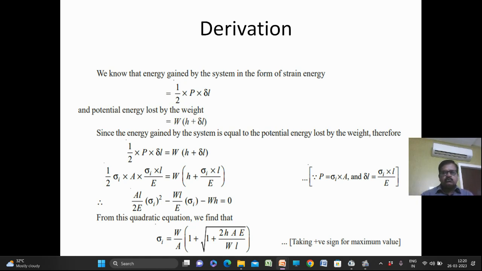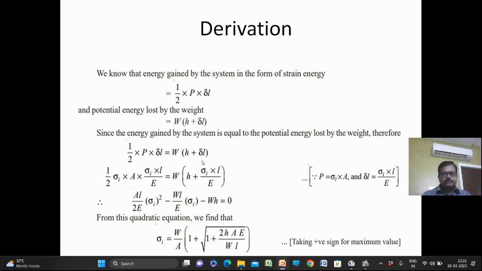The falling load W is falling through a height, let us say H or L, whatever it is, and the bar gets elongated or deformed by an amount delta L. Therefore this falling load W is moving through a total distance equal to H plus delta L. Now the energy lost by the weight falling from a certain height, that means its potential energy, is gained by the bar. So these two must be equal.